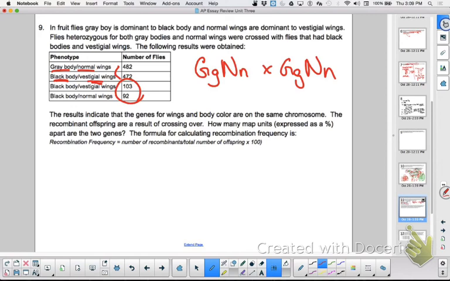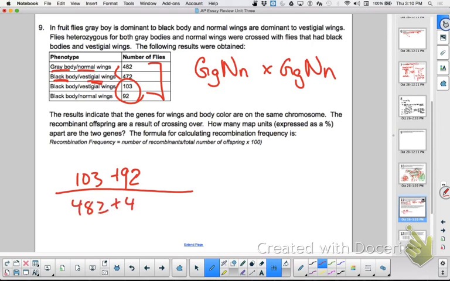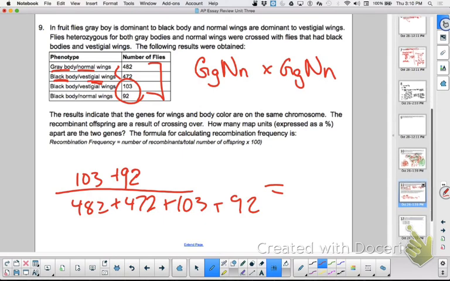So when you want to know map units, you just take how many are the ones that were a result of crossing over. Well, that would be 103 plus 92, over the total amount of offspring. I'm just getting the percentage of crossing over. So that would be 482 plus 472 plus 103 plus 92. And you're just getting a percentage that are crossing over. Oh, and that's all of that.